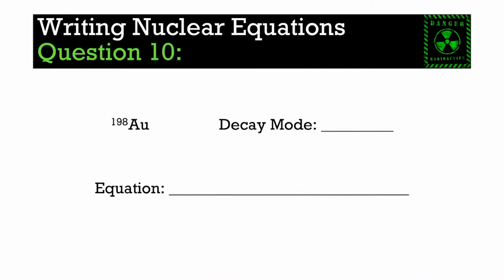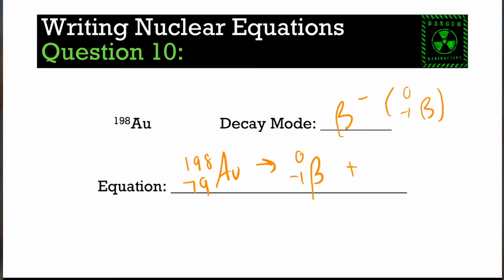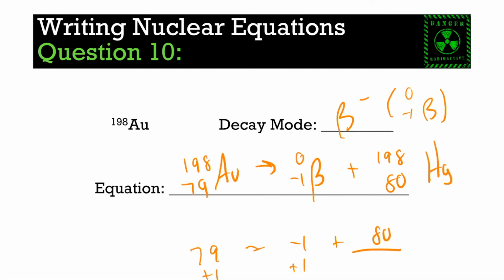Okay. Last in this section is gold 198. This is beta decay, so beta minus. It's written as this. And so again, starting off the same way. Gold is element number 79. We know it's going to release this particle. So 198 equals 0 plus something. So we know that's 198. And again, for the bottom, 79 equals negative 1 plus something. Add 1 to both sides, you get 80. And then element 80 is Hg, mercury.